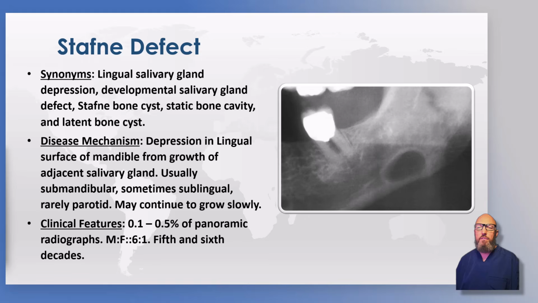It appears roughly 1 to 5 per 1,000 panoramic radiographs, so you'll probably see one throughout your career. Shows a strong male predilection at about 6 to 1 and presents in about the 5th and 6th decades. It's worth noting, although we call it developmental, it doesn't appear to be present at birth, which is why you see it in middle-aged or older adults rather than children.